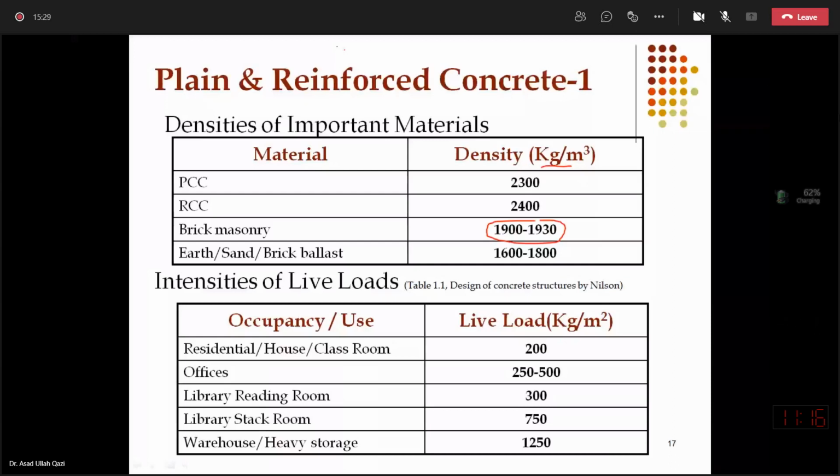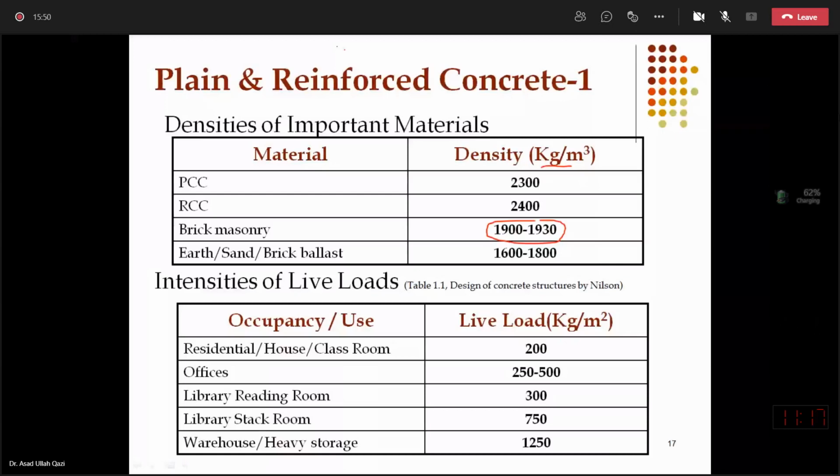But live load, when you consult different tables in different textbooks or in some codes, you will get the value in terms of pressure.